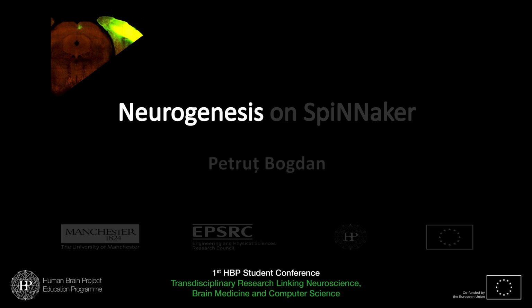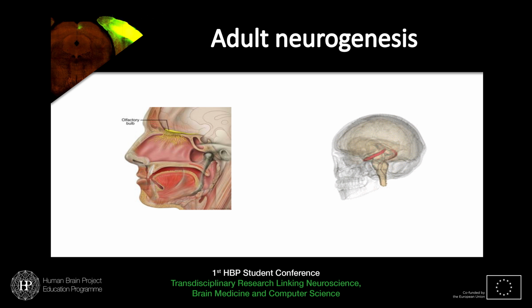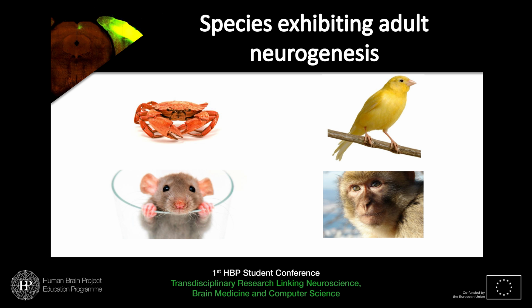So, of course, I forgot to mention, I'm focusing on post-developmental neurogenesis, so in adults. And this only happens in the olfactory bulb and in the hippocampus. It also happens in non-neurogenic regions during lesions, but we ignore that for now. And it's exhibited in a wide variety of species. It's not just humans. Hey, look, a cute mouse.